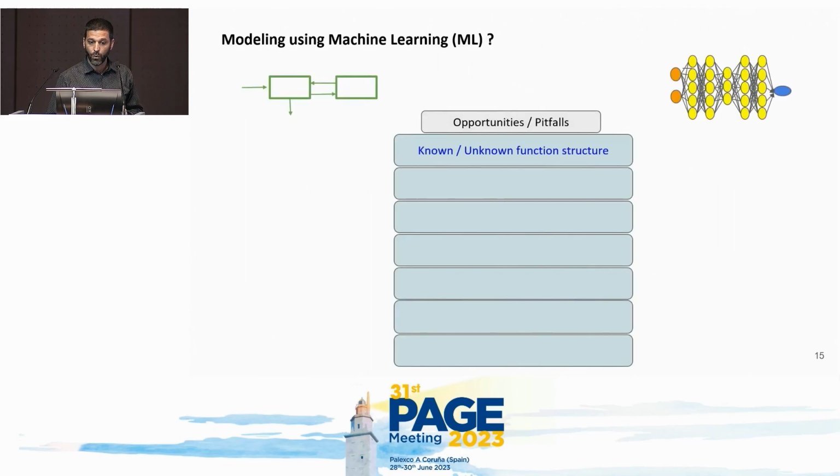And with that, we can already have our very first item in the table: known or unknown function structure. If I have a mathematical function that describes exactly what I want, and I've been using it for years, and I know it's working, I don't need machine learning. But if I don't, as in this case of diabetes insipidus, this is a great opportunity.